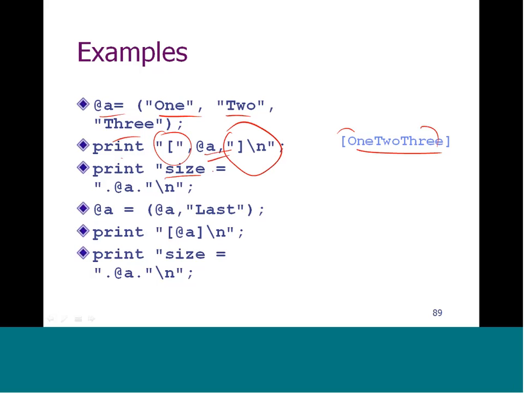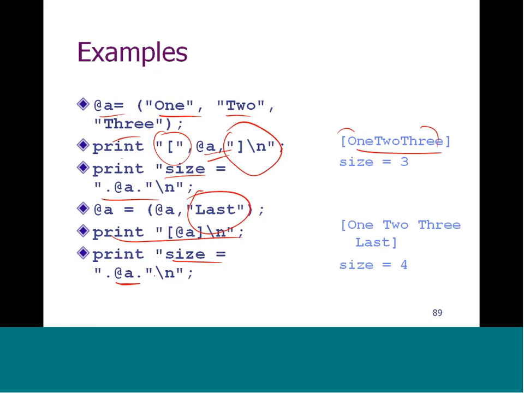Now we want to print the size, and can you take a guess? The size is actually 3, because that's what we got. Then for the next one, we are just adding one more element, which is last, to the array, and then we are printing that out with a square bracket at the beginning and the end. So now we get this, and then finally we have size equal to ${#a[@]}, which should now denote the size as 4, because you have added one more element to the array.